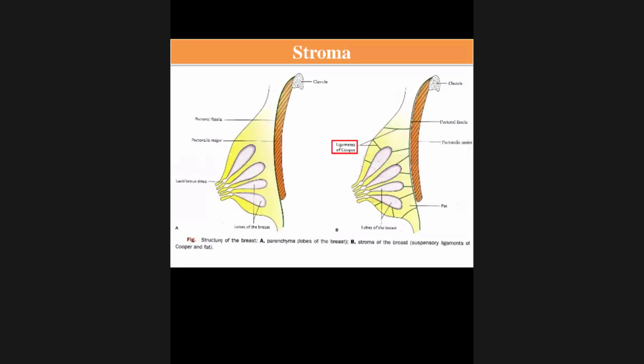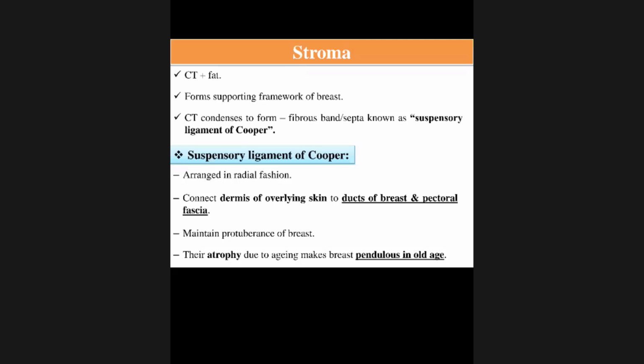Now coming to the stroma. I told you about the stroma. In any gland there are two main components: one is the stroma, another is the gland proper. The gland proper is like the parenchyma, the main part which secretes, and the stroma is the supporting factor. The stroma has connective tissue as well as fat, and it forms the supporting framework of the breast.